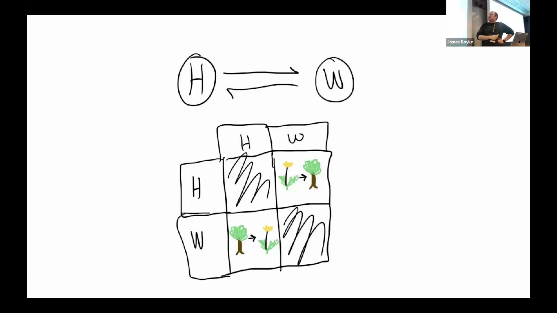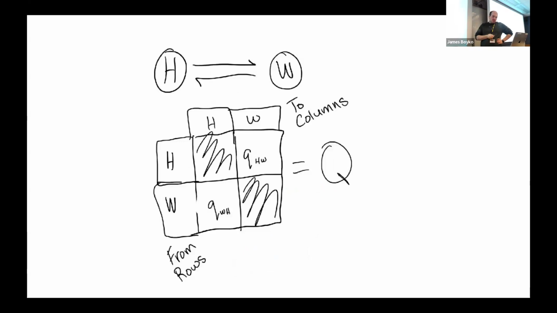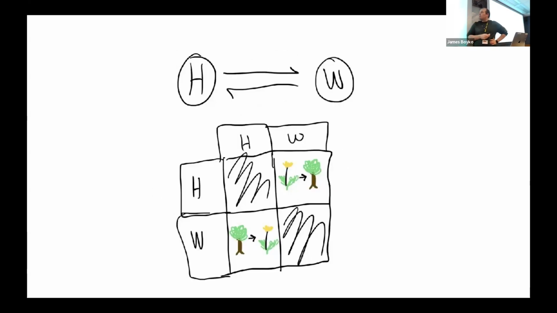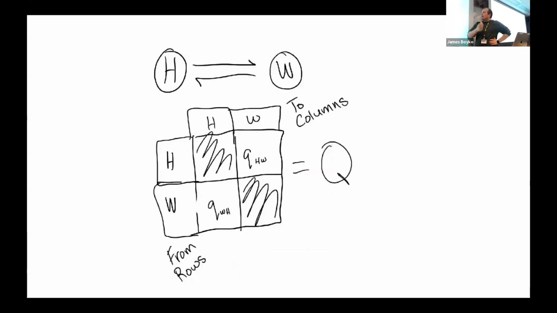We represent this ball and stick diagram with this Q matrix. So this is what's called the instantaneous rate matrix, and you read it from the rows to the columns. So if I'm interested in a transition from herbaceous to woody, that is represented by this entry, from row to column. That's this QHW entry, small q subscript HW. And you also have this woody to herbaceous transition rate.